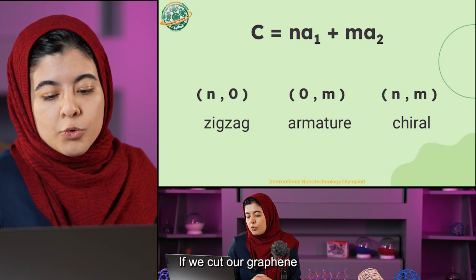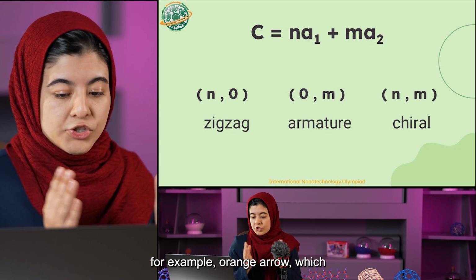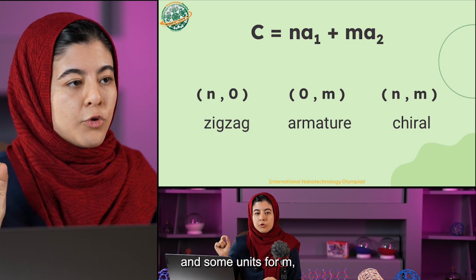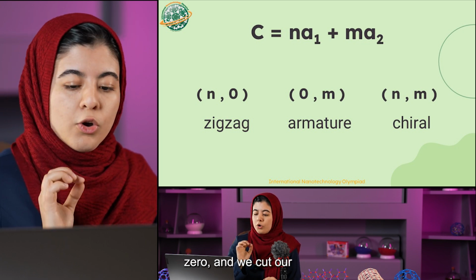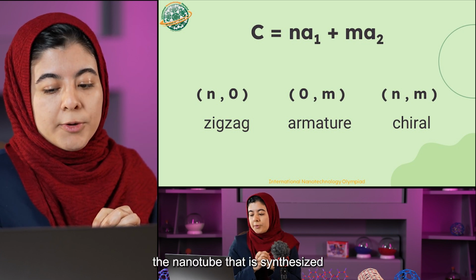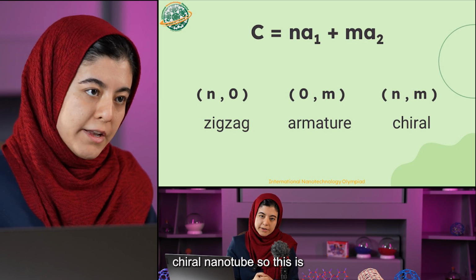And if we cut our graphene sheet in the direction of, for example, the orange arrow, which has some units for N and some units for M, and none of them is 0, and we cut our graphene sheet and roll it, the nanotube that is synthesized is called a chiral nanotube.